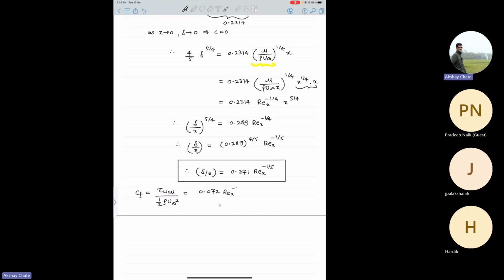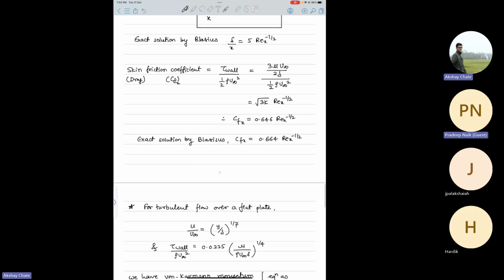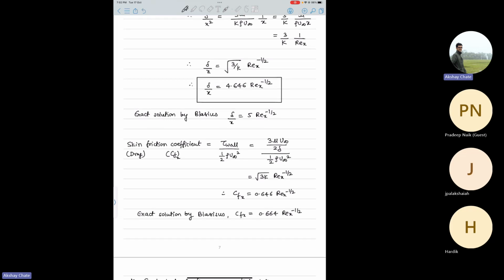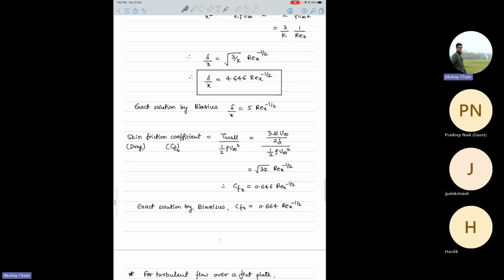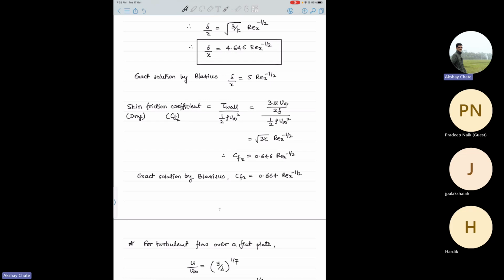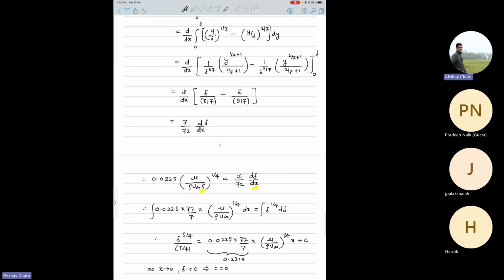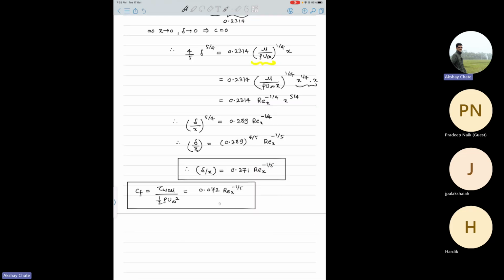and here, this is also a very well known equation for turbulent flow. I'm skipping the algebra for this, but it is similar to what we did earlier, right? So here, you put tau wall by half rho infinity square, and you just solve it. So the power of Reynolds number remains same for delta by x and CFX. Only this constant changes, and this is the local skin friction coefficient.